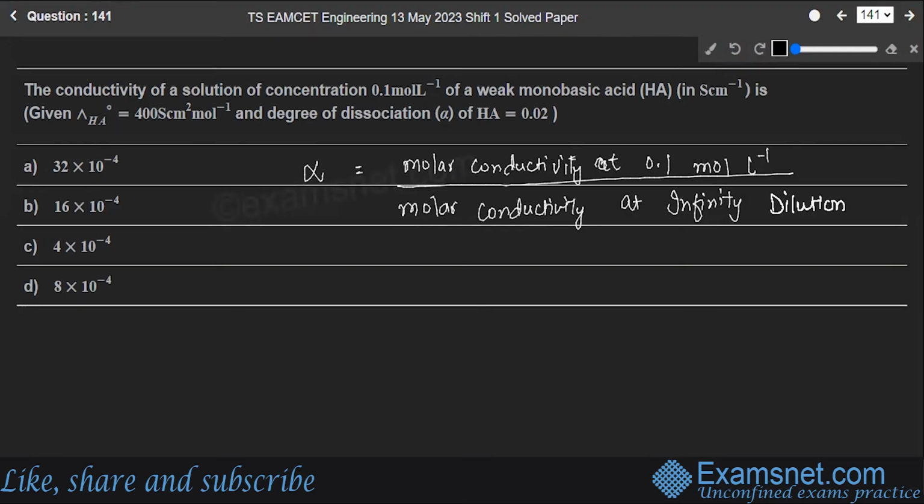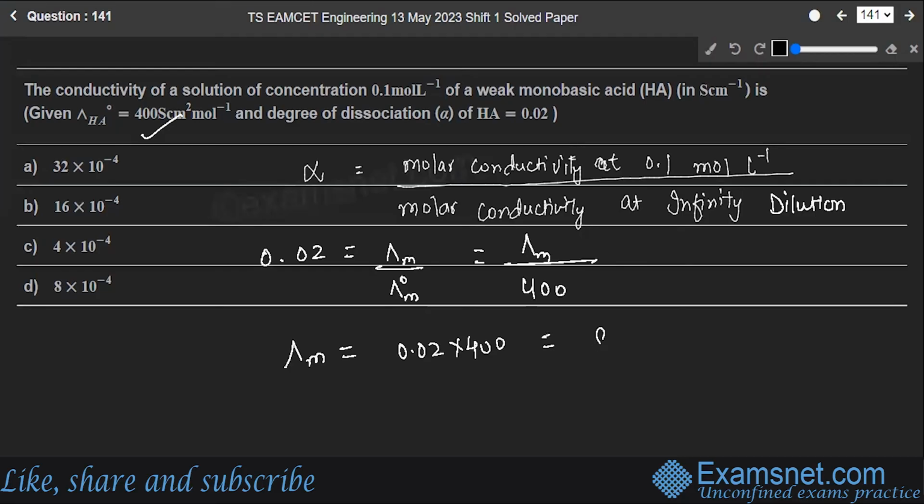So you have 0.02 equal to lambda m upon this at infinite dilution. This is 400, given to you over here. So the molar conductivity of the solution is 0.02 into 400, which is equal to 8 Siemens centimeter squared per mole.